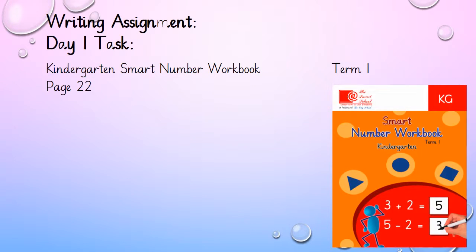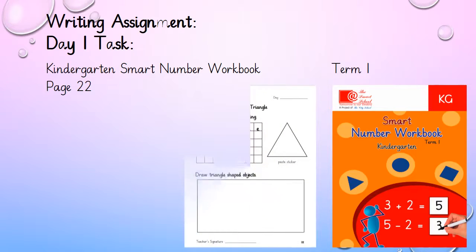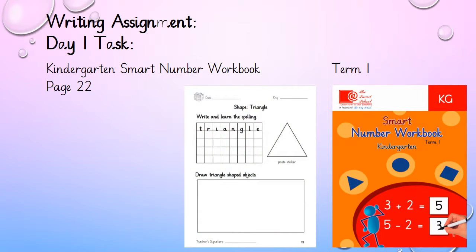Let's do a writing assignment related to the shape triangle. Take out your smart number workbook. Open page number 22. Write and learn the spelling of triangle. Paste the sticker of triangle and also draw triangle shaped objects. The sticker of triangle you can find at the end of your workbook.